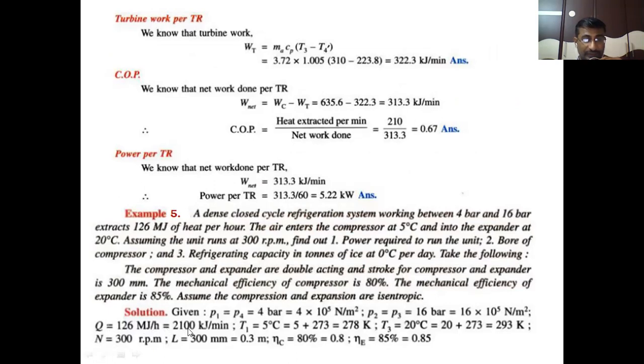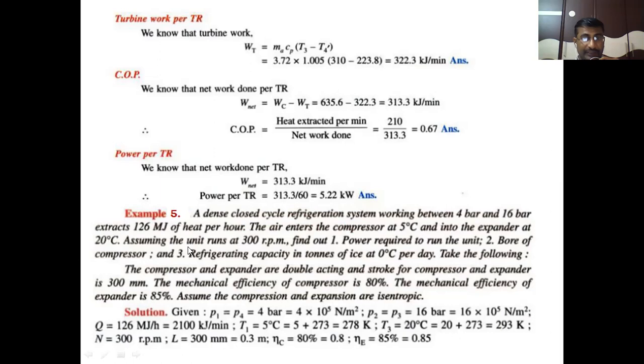126 megajoules per hour, or 2100 kilojoules per minute. If you convert into kilojoules per minute like this, 126 into 10 to the power of 3 divided by 60, then we will get 2100. The air entering the compressor is at 5 degrees centigrade and into the expander at 20 degrees centigrade. So T1 is taken as 5 degrees centigrade and T3 is 20 degrees centigrade.